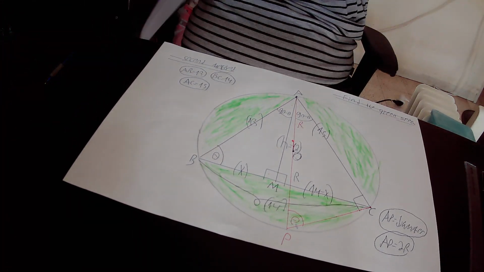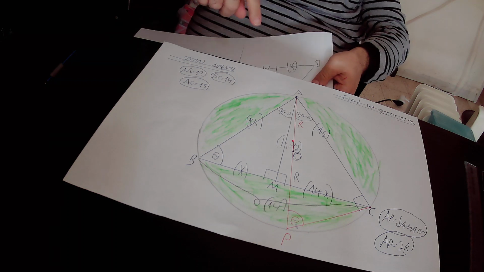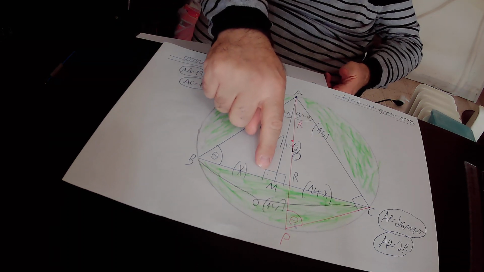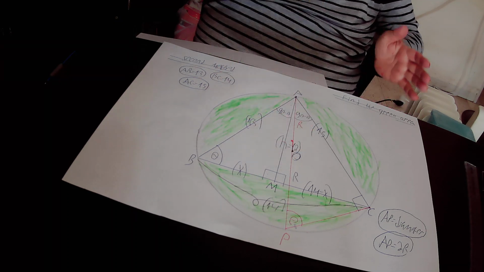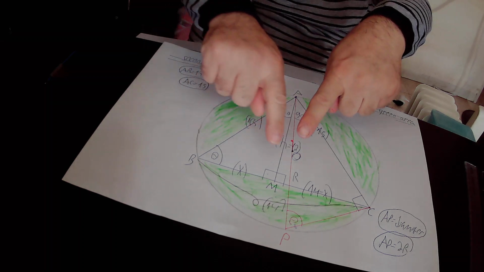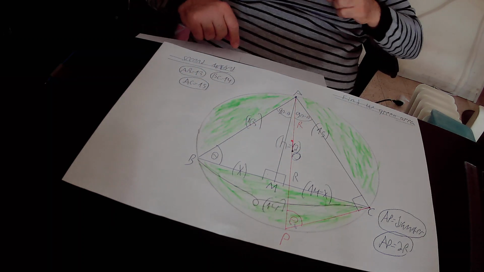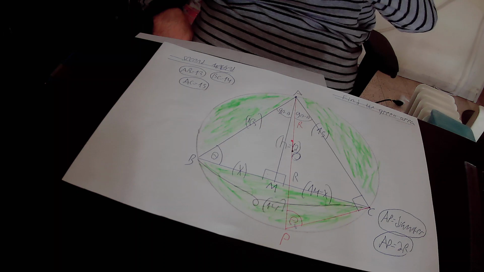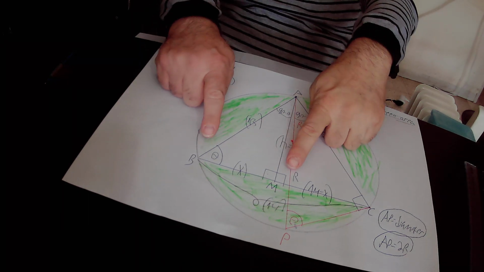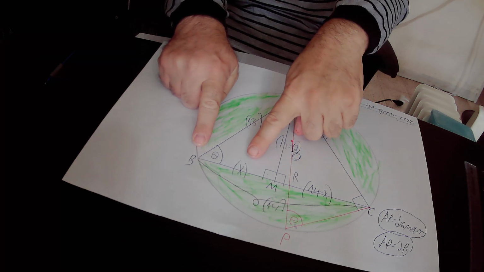In the second method, we did a construction: from point A we drew a perpendicular on BC. So this angle equals 90 degrees and this angle equals 90 degrees according to our construction. We define the touching point of the perpendicular from point A and BC as M. Then we defined the perpendicular AM as H. We defined line segment BM as X.